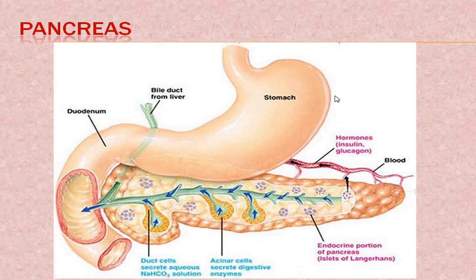Again, this is the structure of the pancreas. You can see that it is present just beneath the stomach in the curve of the duodenum and consists of two parts, that is the endocrine part and the exocrine part. The endocrine part secretes hormones and the exocrine part secretes pancreatic juice.